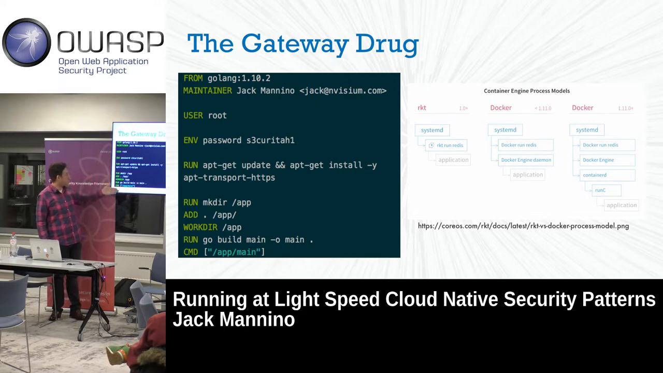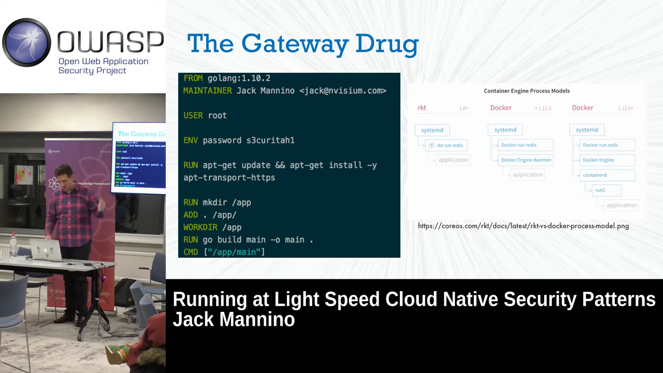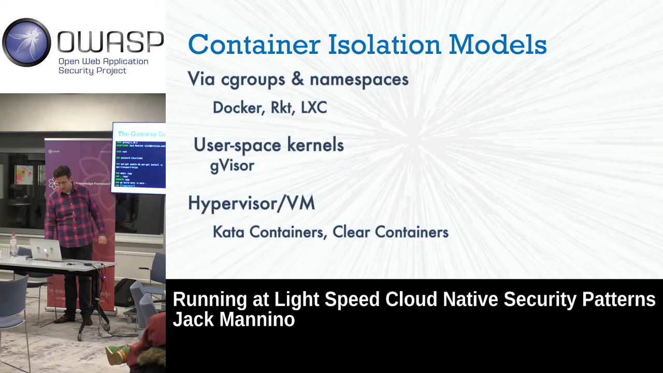And then we install a few packages, and then finally we actually run our code, right? So we have a full Linux stack at that point, including the Go runtime and all the dependencies we need to run our application. This is what the engine kind of looks like. So systemd is essentially what's running containerd and runC, and that's basically the big daemon that runs on the host.